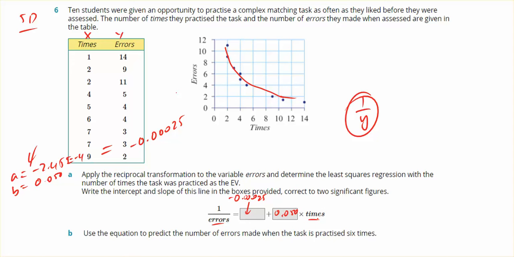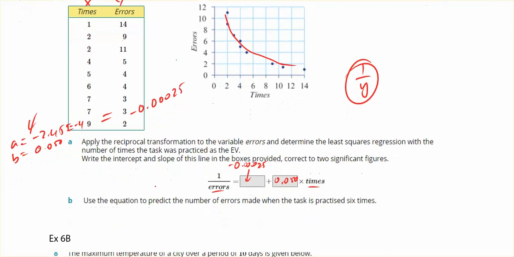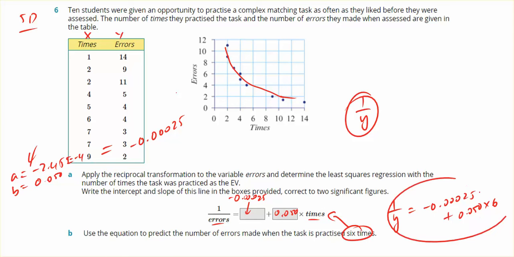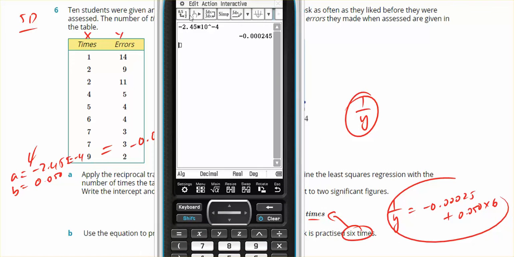So part B is asking me to predict the number of errors made when you practice 6 times. So you're going to sub in 6 into the times. So you could go 1 divided by number of errors equals negative 0.000245 plus 0.050 times 6. And you're solving for y, okay? Because you're finding number of errors. And you don't do this by hand. You just set up the equation, put it on your calculator.